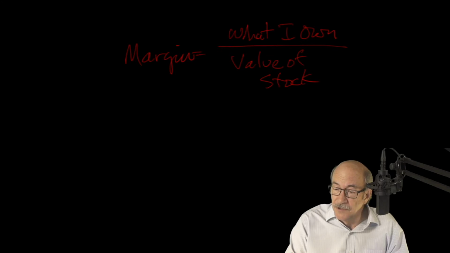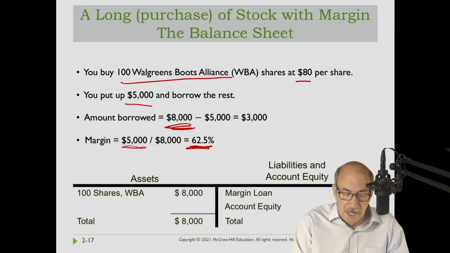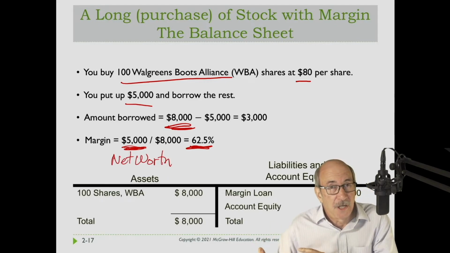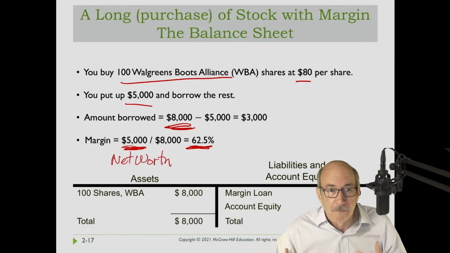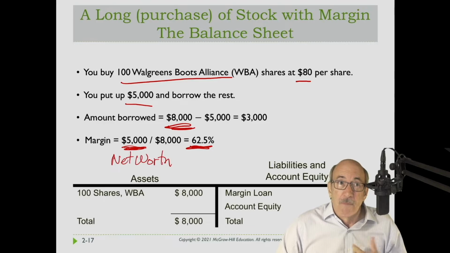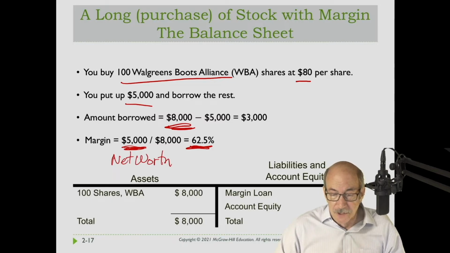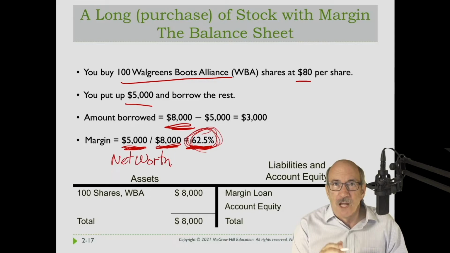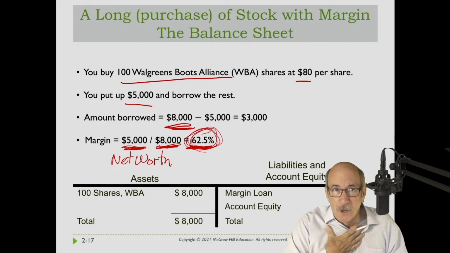So let's go back to the slide deck. In this case, what I own, or another way to put that is my net worth, that's the asset minus the liability, is my equity or my net worth or what I own. So that's the 5,000. I borrow 3,000, so I put the entire 8,000 into the stock. So I buy 100 shares of WBA. The value of that stock at the time I open the position is $8,000. That gives me a 62.5% margin. In other words, 62.5% of the investment in the stock is my own. It's my net worth.